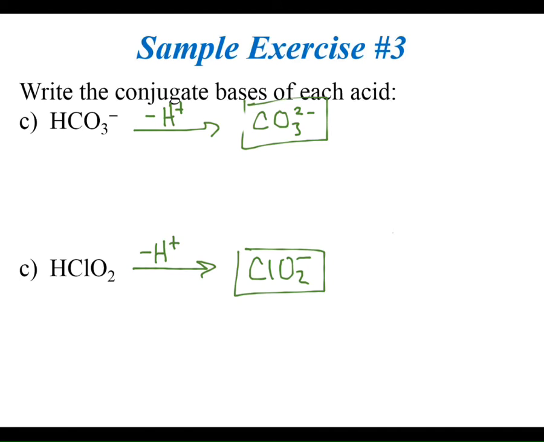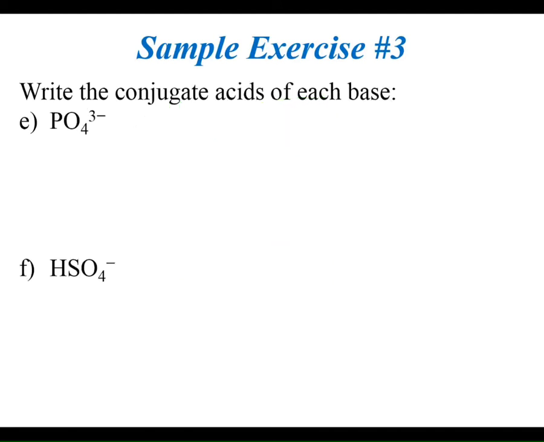How about the opposite? What if these were bases? What would the conjugate acids be? Well, if phosphate acts like a base, what does it do? What do bases do? They're proton acceptors. So I'm going to add an H+ to it. If I add an H+ to that, what would the result be? HPO4, 2 minus. 3 negative and a positive becomes 2 negative.